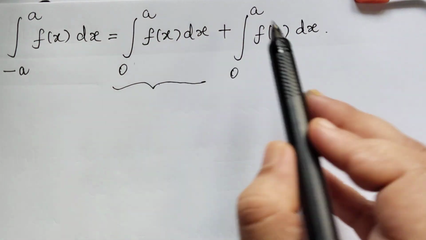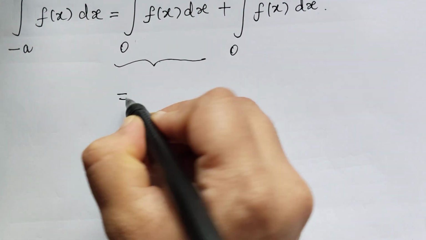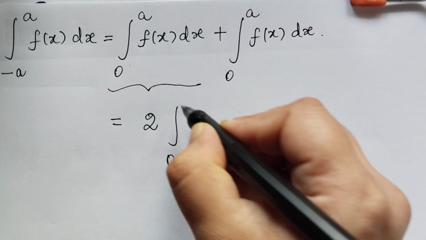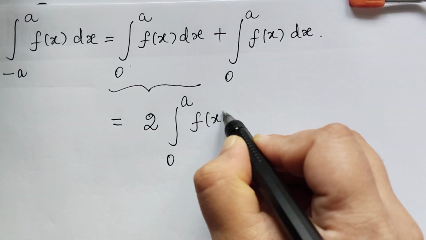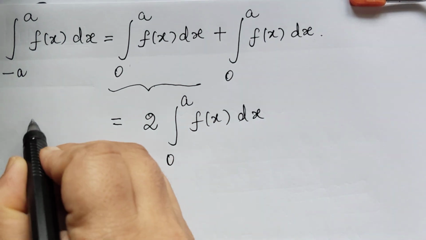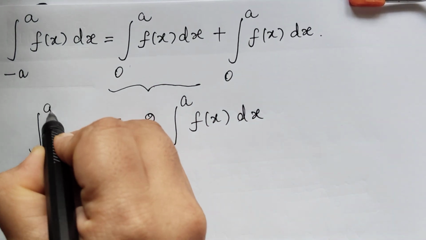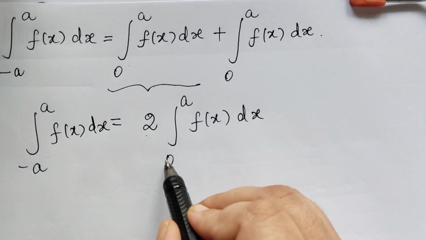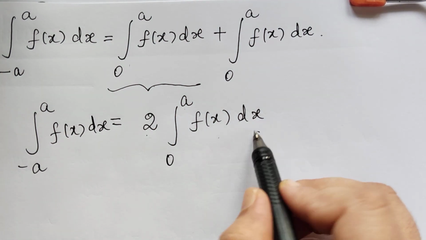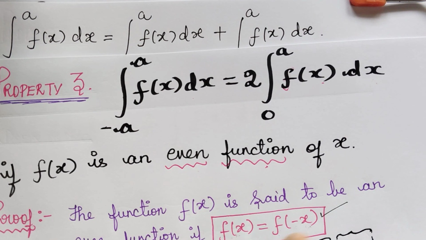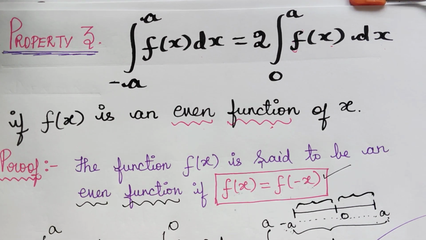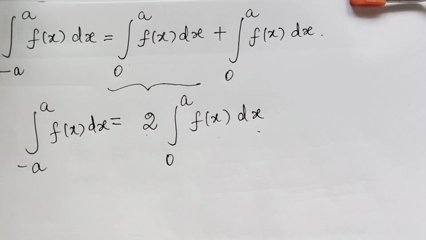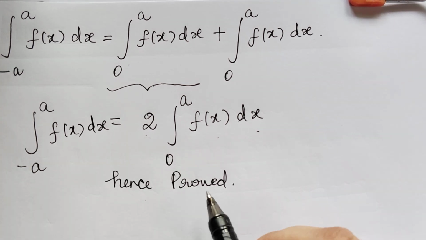So after substitution, we get this. Now both the integrals are same, and so therefore we can just add them and we will be getting twice integral 0 to a f of x dx. Therefore we have obtained integral minus a to a f of x dx to be equal to twice integral 0 to a f of x dx, which is the required property that we have to prove. So property 3 we have proved. So I hope you would have understood this property. So hence it is proved.